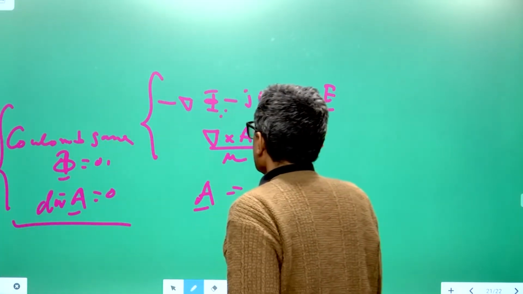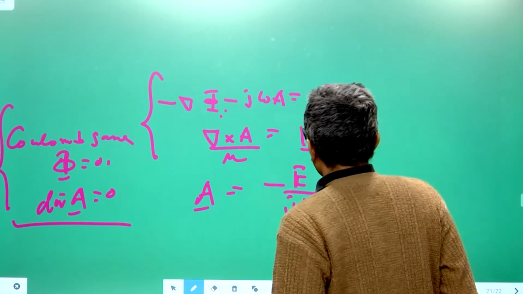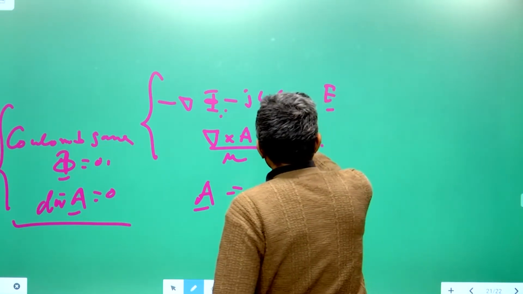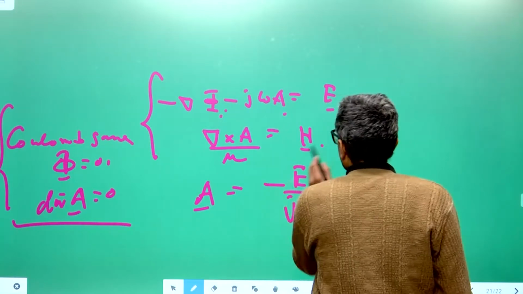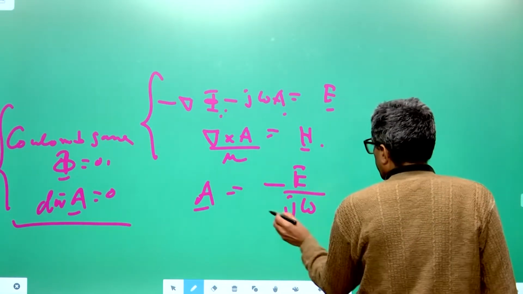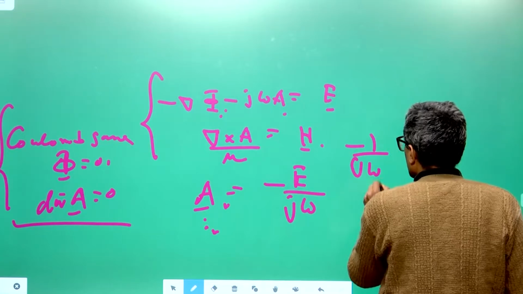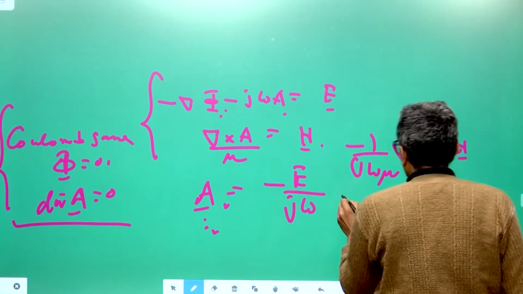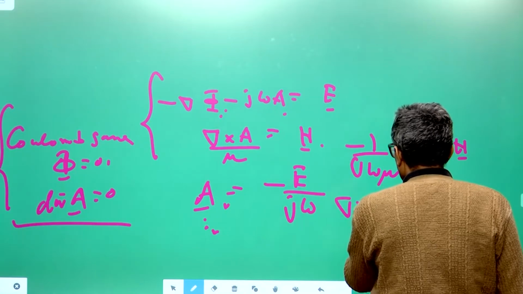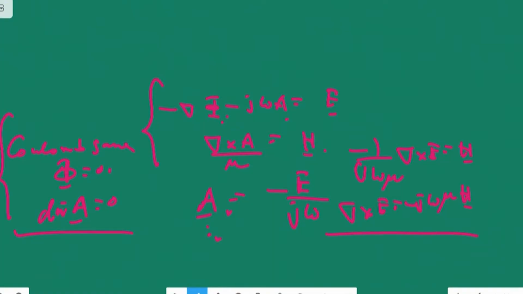Okay, there are no charges. So divergence of A is 0, and you get immediately the value of E. If you substitute the value of E into this equation, you will see that it is fully consistent, because if you substitute A into this expression, you get minus 1 by j omega mu into del cross E equal to H, or equally del cross E is equal to minus j omega mu H, which is Faraday's law of induction in the frequency domain. So it is consistent. So you get A and phi.